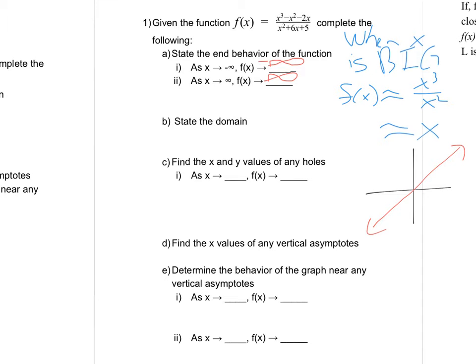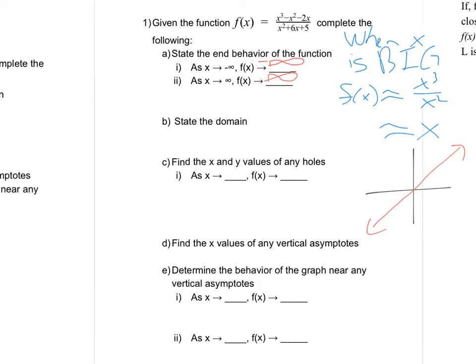Now, please, please, please remember this is only true when x is big. This is only about the end behavior. The middle of the graph looks nothing like this. There's all sorts of interesting asymptotes and holes and swoops and loops. But the end behavior, we're allowed to do this, because only when x is big can we ignore the terms that are not the biggest term.